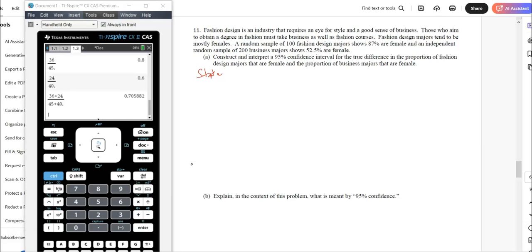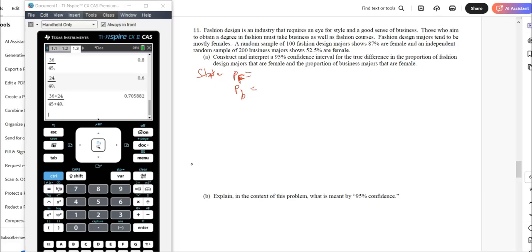You want to say P of F is the true proportion of all fashion majors who are female. You just define it. Maybe I should call this P of fashion, so F there. True proportion of fashion majors who are female, and then P of business: true proportion of business majors that are female.